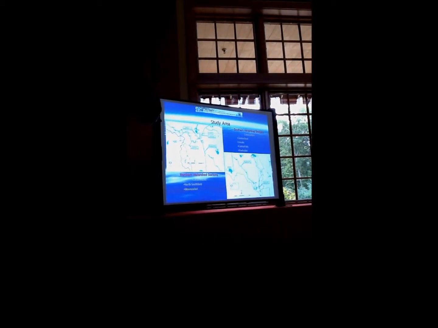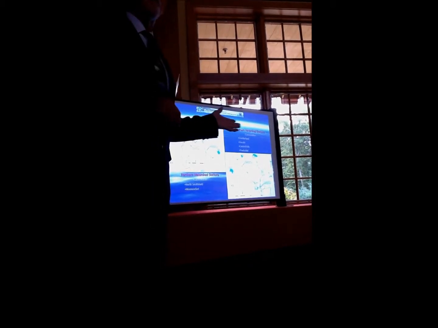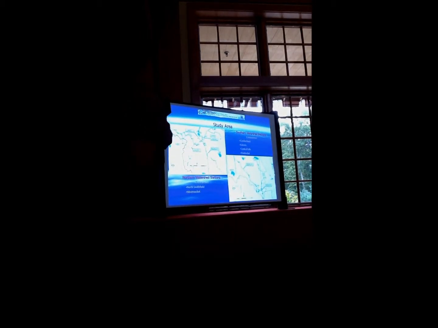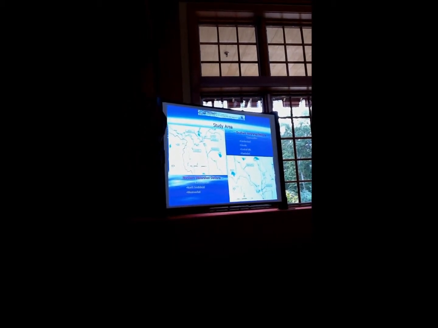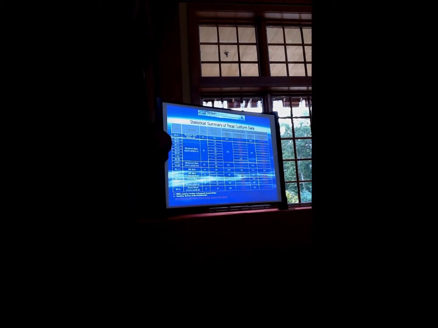This is Pawtucket. We had 18 stations total that we looked at. 11 of them were on the main stem, 7 of them were in tributaries. And these are the communities basically in the northern and the southern portion of the watershed that border on the Blackstone main stem. Next slide, please.